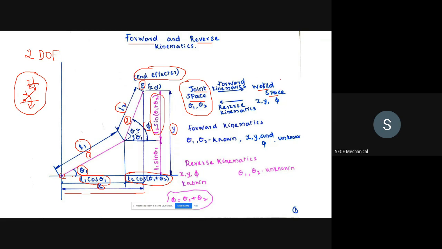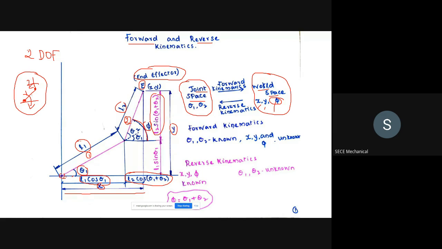Okay. This world space is related to X and Y. In the starting of the session, I told you already, this is X and Y. This E suffix X and Y is related to the position of the end effector. So we are going to find this E_x and E_y in this world space. And next is this total phi, the summation of theta 1 and theta 2. So we have to consider this X, Y, and this phi for the world space. For joint space, we have to consider this theta 1 and theta 2. So these are the two parameters we are going to see.